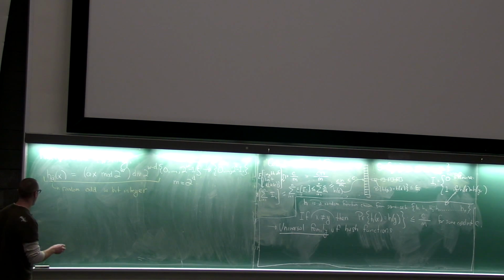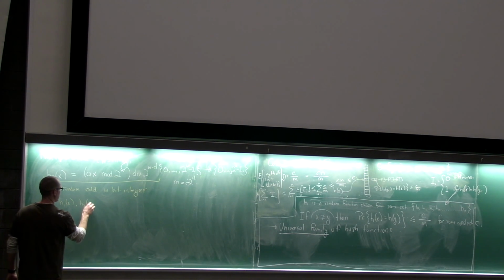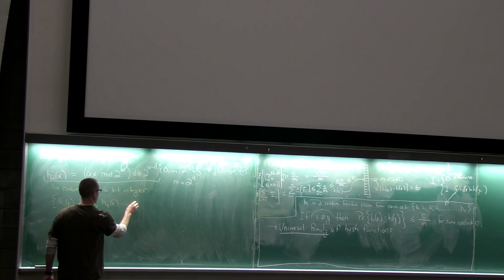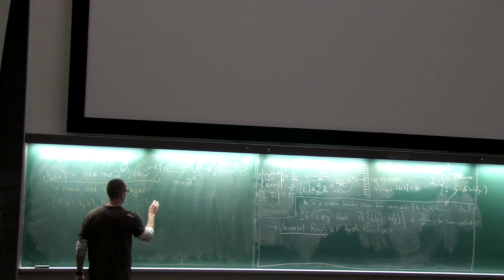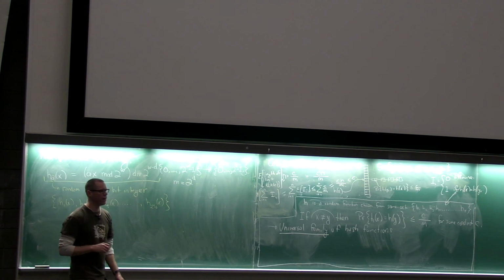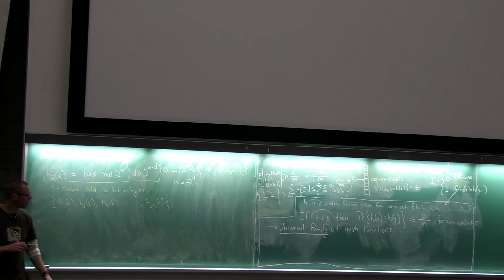So that says our family of hash functions is h_1 of x, h_3 of x, h_5 of x, up to h_(2 to the w minus 1) of x. So there are 2 to the w divided by 2 of these possible hash functions we can choose. Take any odd integer in this range, and that gives you a different hash function.